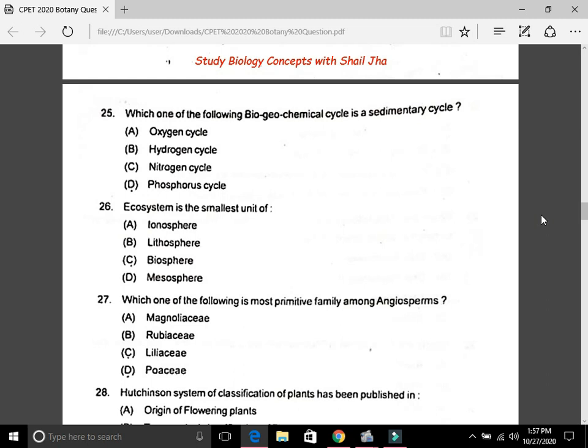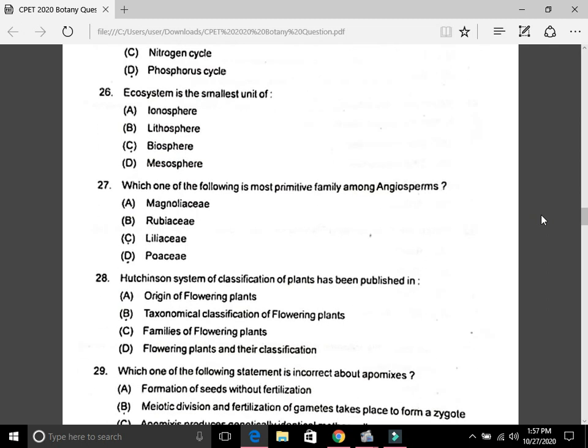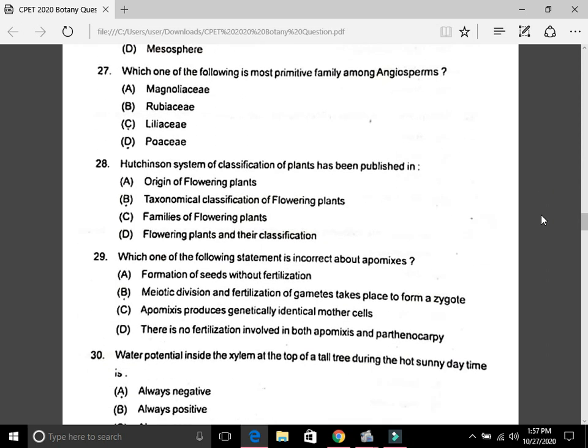Which one of the following biogeochemical cycles is a sedimentary cycle? The answer is D, that is phosphorus cycle. The other three are gaseous cycles. Then ecosystem is the smallest unit of C, that is biosphere. Which one of the following is most primitive family among angiosperms? The answer is Magnoliaceae.